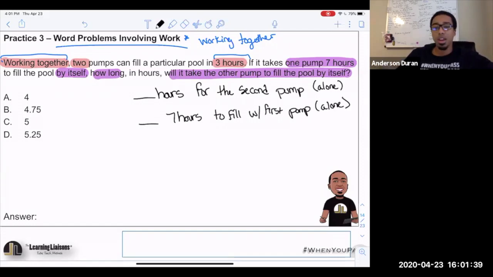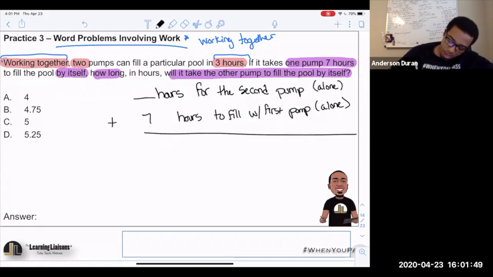And again, you won't be writing all of this out. I'm just literally laying it all out for us. 7 hours right there. All right. And then lastly, together, it takes 3 hours to work together.